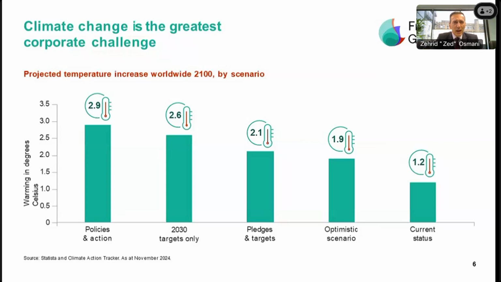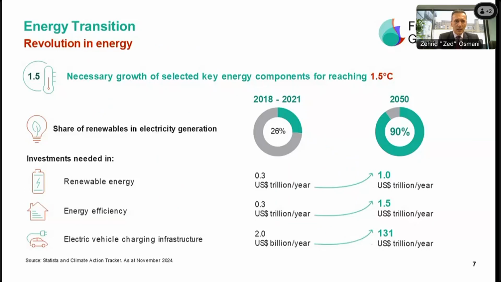So the 1.5-degree target that is being flagged out there is still very challenging, even with the optimistic scenario. Our view is that human ingenuity should actually speed up that optimistic scenario. But what this highlights is that there is a constant need to remain focused on the challenge at hand and looking for opportunities to get to that transition.